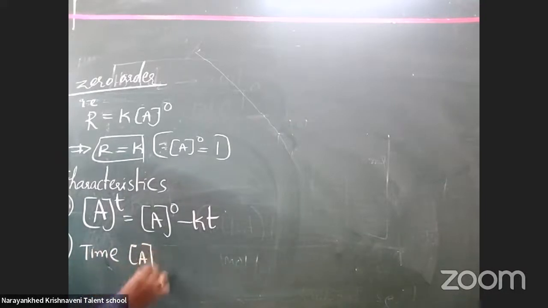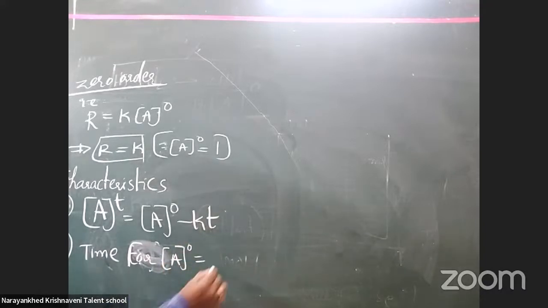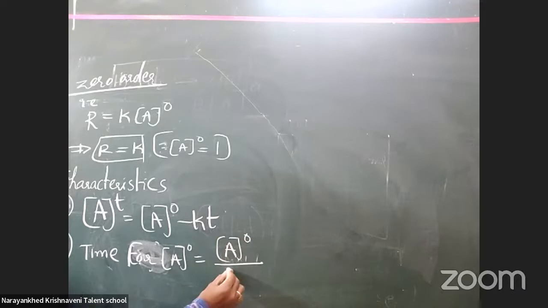Time for a to the power of 0 is equal to a to the power of 0 by k.